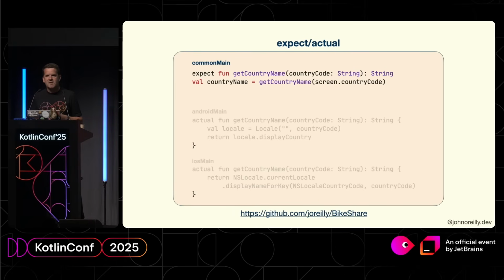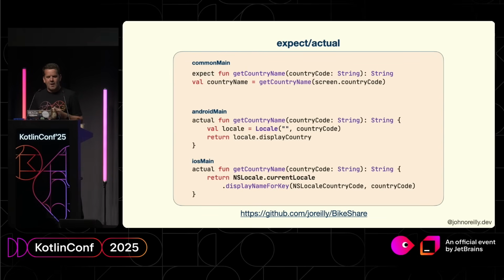So first, a small expect/actual example. Here we have a getCountryName expect function that we can invoke in commonMain code. And we then have actual implementations for Android and iOS in their respective source sets, using Locale on Android and NSLocale on iOS. So, a quick random spot quiz.